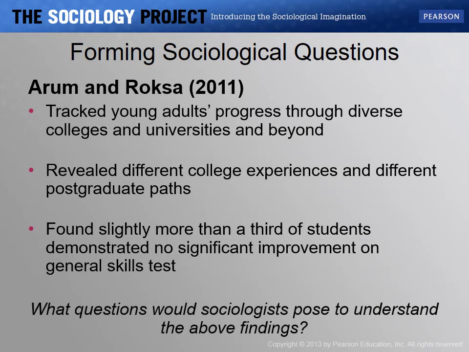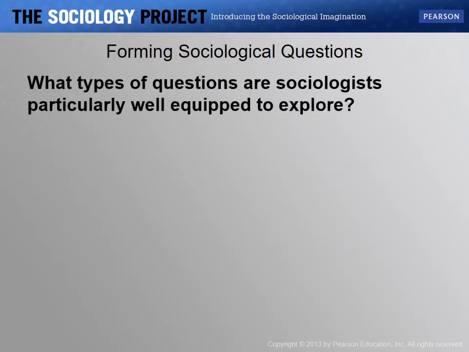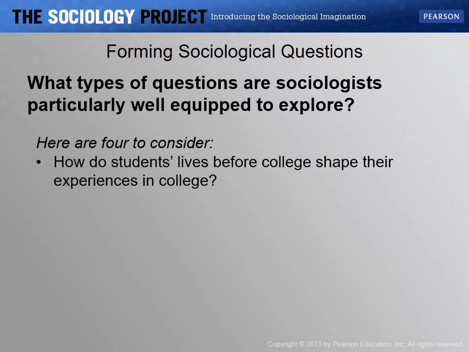So what questions would a sociologist pose to understand the above findings? Well, there's many of them. Here are 4 to consider. How do students' lives before college shape their experiences in college? Just think of the example of what class your family's from. If you're in the upper class, middle class, or lower class, does that shape what you do in college? Of course, the answer to that is pretty obvious.